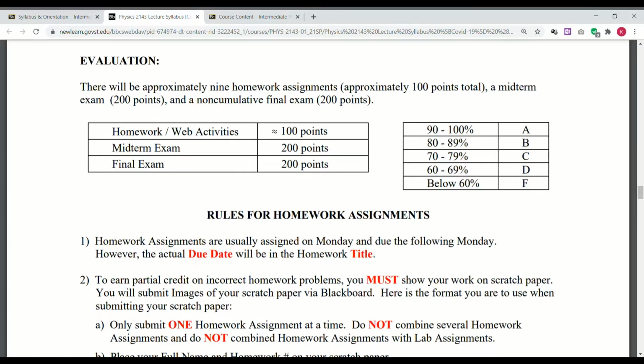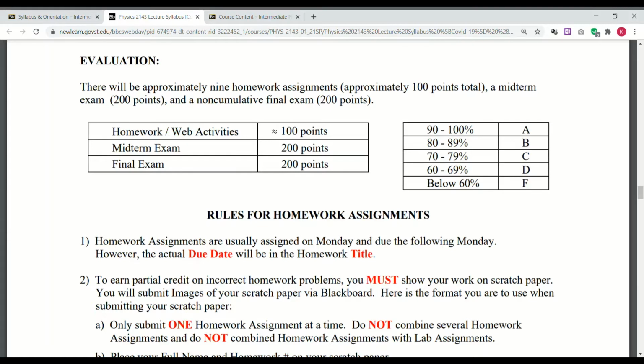That means I need to see formulas. It needs to be legible. Another key thing to note is your homework assignment has to be in numerical order. I also want your final answer placed in a box or circled somehow so I can easily find it.